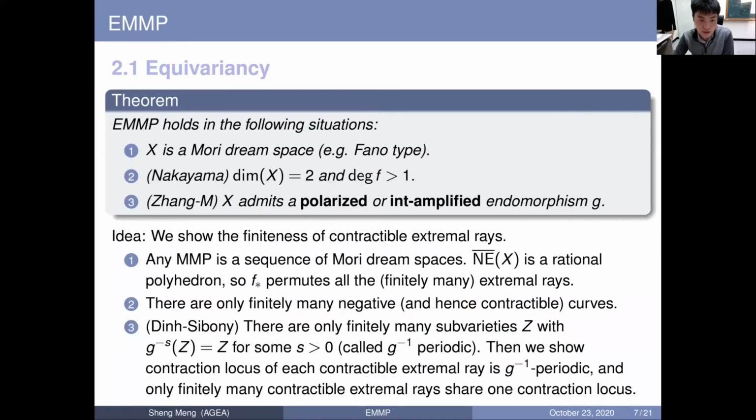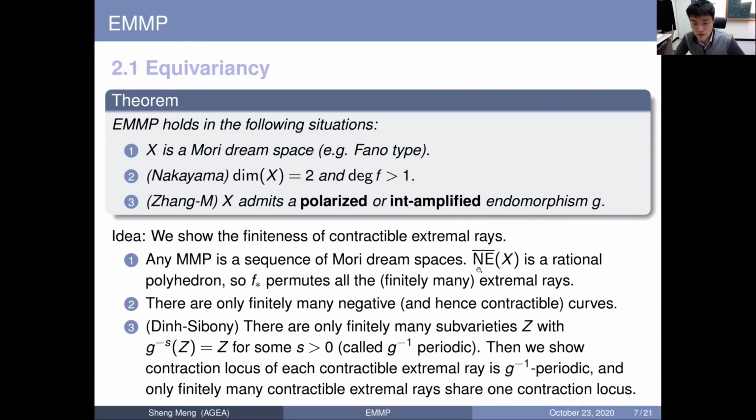Okay, I briefly explain the idea of the proof of the equivariancy. The key point is to show the finiteness of the contractible extremal rays, because the pullback or push forward action on these rays permutes the contractible extremal rays. So if it is finite, then after iteration it will preserve all the contractible extremal rays. For the first situation, when X is a Mori dream space, then any MMP involves only Mori dream spaces. So we only need to show the equivariancy for the first step.